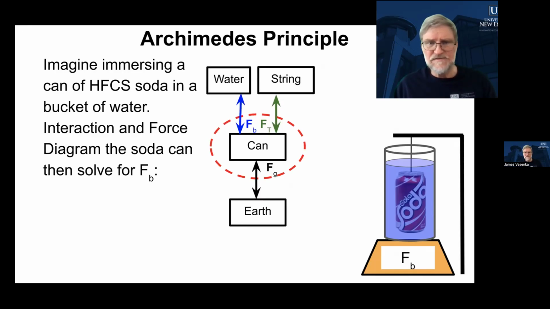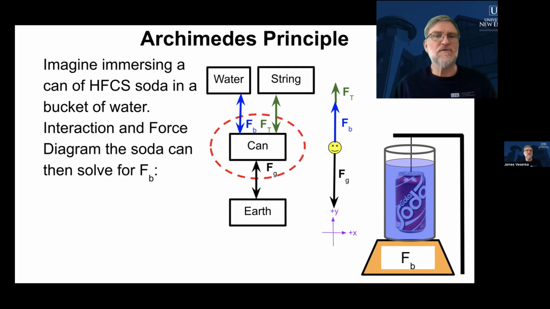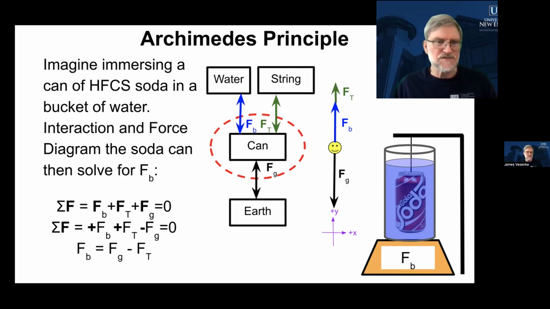We're going to interaction-force diagram the soda can and then solve for the buoyant force. So we've got the string interacting with the soda can, you've got water pushing on the soda can, and you've got the earth. And the earth is the largest force, pulling it down, as long as the density of the soda can is greater than water. The buoyant force is up and the tension is going to be up on the string. Whether the buoyant force is larger or smaller, the tension completely depends upon the density of the object that you're submerging. Ultimately, we can use that force diagram to make an equation to solve for the buoyancy.